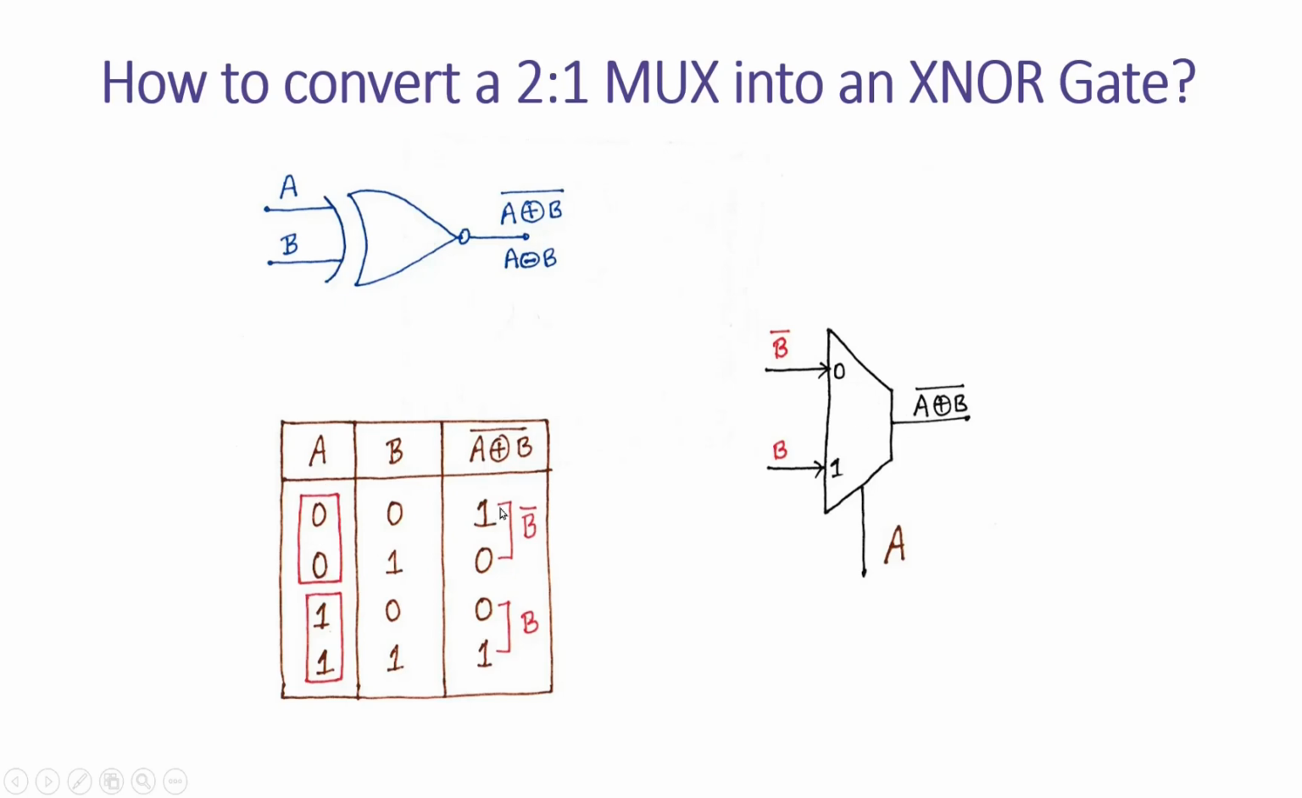And let us see what is the expected output. When A is 0, what is the expected output? It is B bar. Because when B is 0, output is 1. When B is 1, output is 0. So we will apply B bar at I0 input.